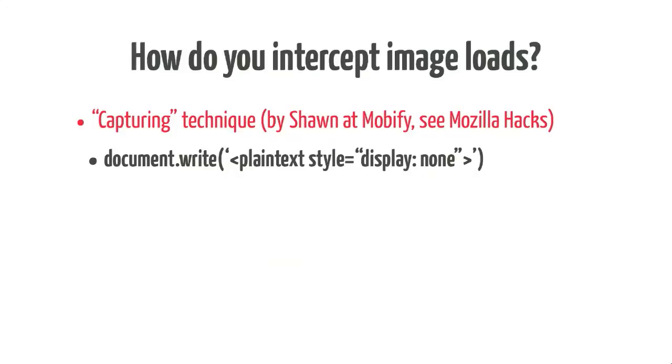So what do we do to get around this? There's a cool technique called capturing, which was created by Sean at Mobify. It's a super crazy hack. Basically, you have a script at the top of your page that document.writes a plaintext tag into the page. Who here has heard of the plaintext tag? It's from like 1980 or something, the first version of Netscape. If it's included in your page, everything that follows is treated as plain text and not as HTML, and there's no way to close it. Once you start plaintext, everything is plain text.